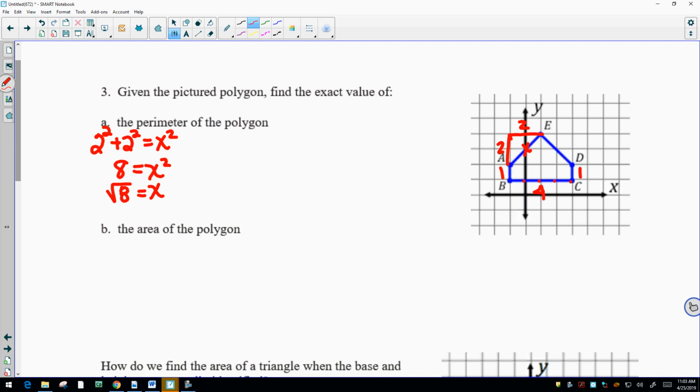Now, because it's saying exact value, I would need to leave this in terms of the square root. I do not want to round. I could simplify the square root. Square root of 8 is really like saying the square root of 4 times the square root of 2, right? 4 times 2 is 8. But the square root of 4 simplifies down. Square root of 4 I know is 2. So 2 square roots of 2 is also an exact answer. It's just a simplified form. They'll call that simplest radical form.